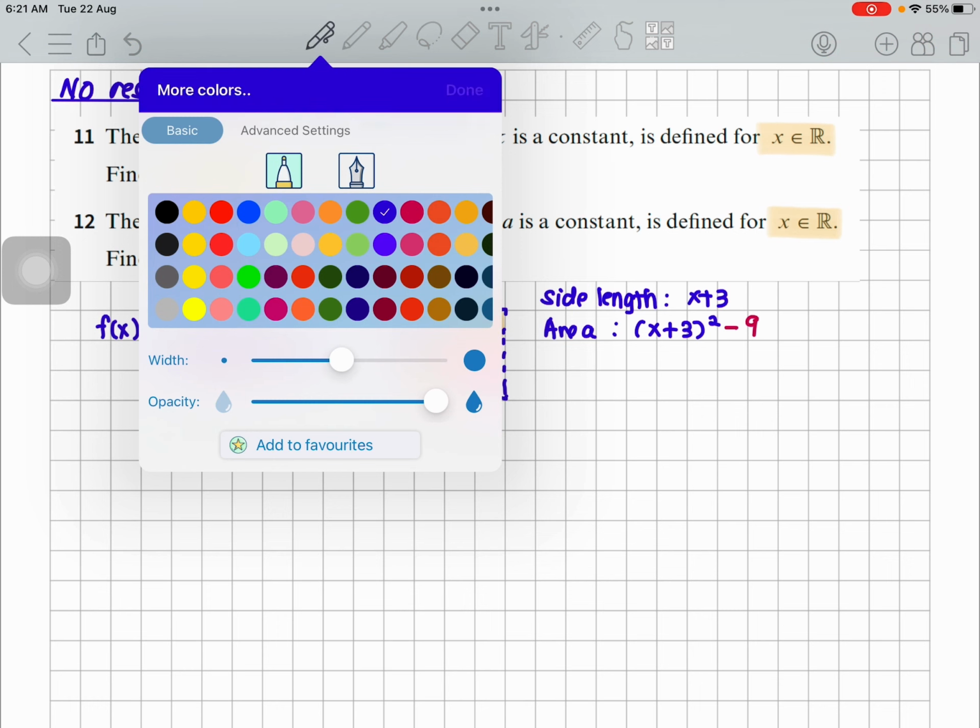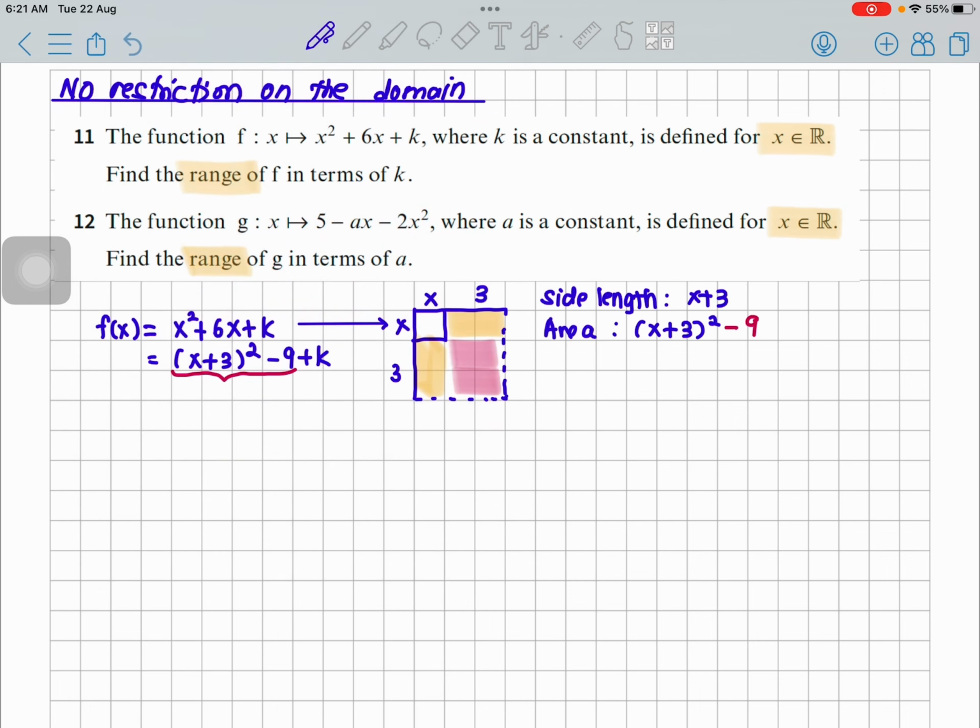If you are not very good at completing the square, you could even do differentiation and find the turning point. So step number 1, I differentiate: 2x plus 6 equals 0. If you're not sure, I'm taking this, and my x is equal to minus 3. So from here you will get your y value by substitution: negative 3 squared plus 6 times negative 3 plus k, which will give you k minus 9.